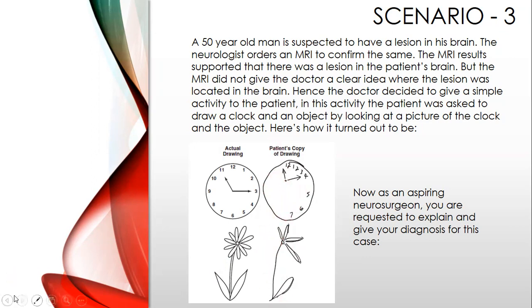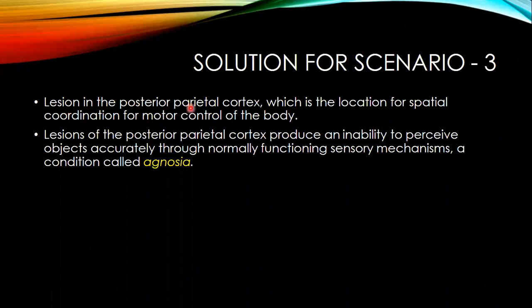So this is something related to spatial coordination. He's not having enough awareness about the left-sided things. So let's look at what is the solution for this scenario. So lesion in the posterior parietal cortex, which is the location for spatial coordination for motor control of the body.